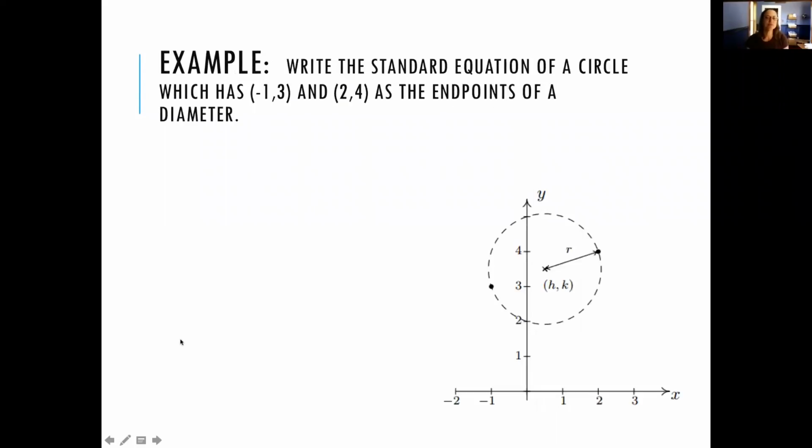So one more example. In this case, we're given a circle and asked to write the standard form of the equation. Now this would be easy if we were given a radius, or a radius and a center point, but we're not. We're told that the circle has got diameters on -1, 3, and 2, 4. In other words, the circle goes through those 2 points, and those 2 points are at opposite sides of the circle.